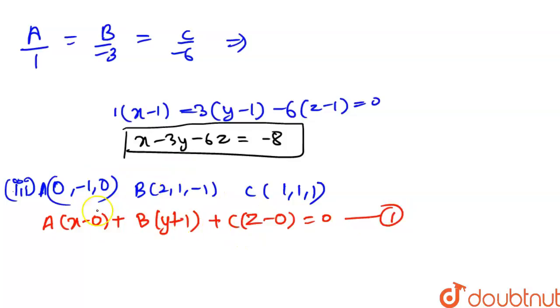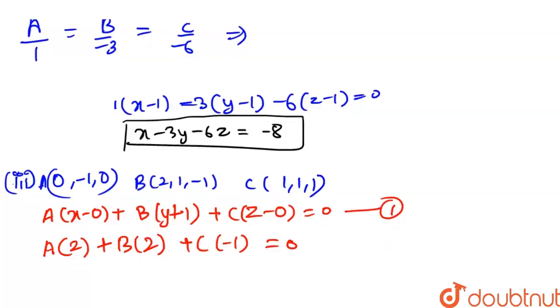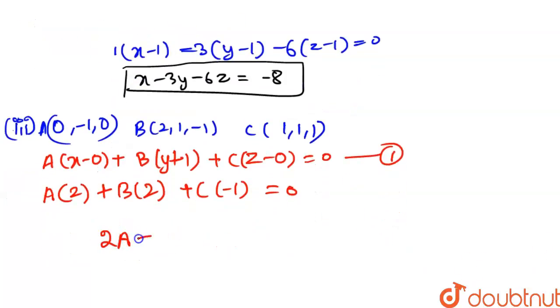Now point B also passes through this plane. We can write here that a into (2 minus 0) is 2, plus b into (y plus 1), that is 1 plus 1 is 2, then minus 1, plus c into minus 1 is equal to 0, right? So 2a plus 2b minus c is equal to 0.